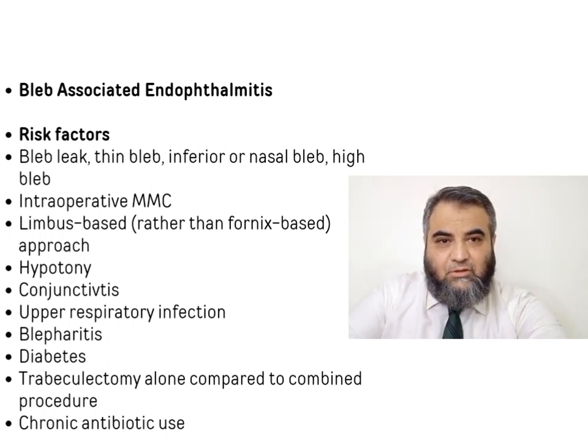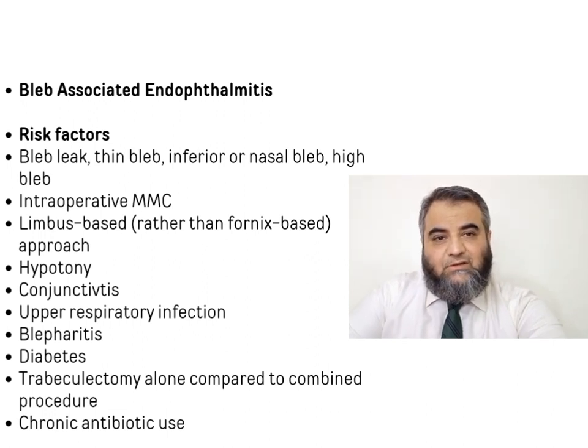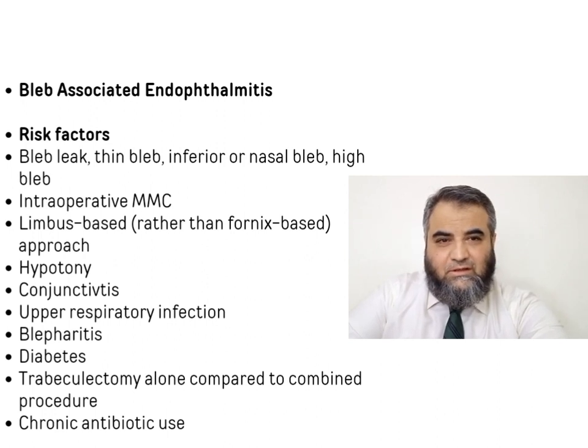Inferior blebs, as compared to the superior blebs, have more chances of developing infection because there is no protection from the eyelids, and the bleb is persistently soaked by the tear film. So all these things can contribute. The causes are almost the same as we mentioned about blebitis, but the aggressiveness and the severity of disease is quite multifold.